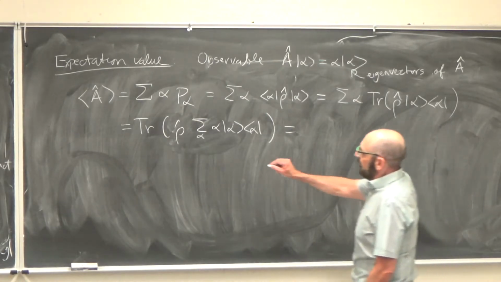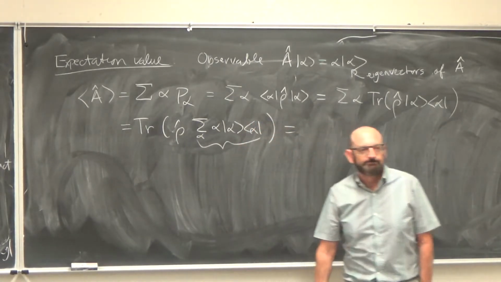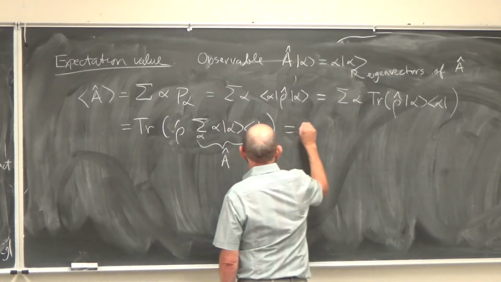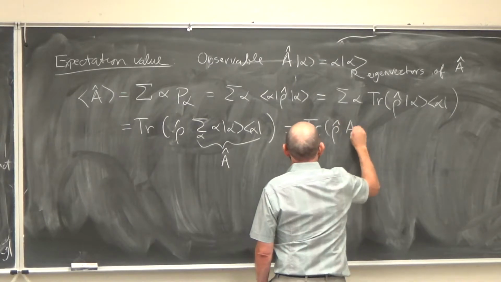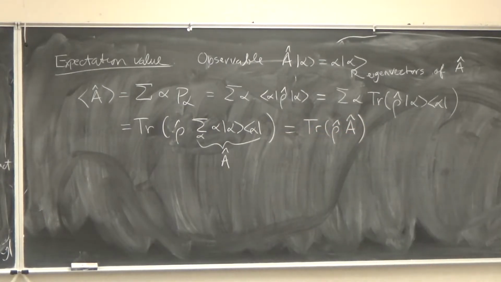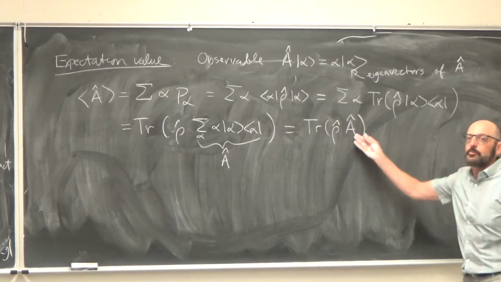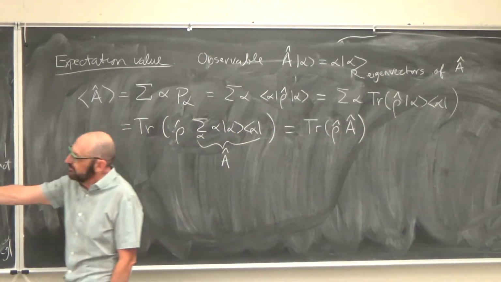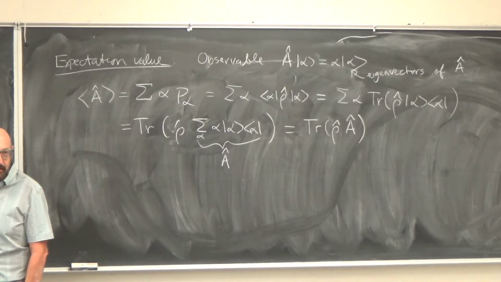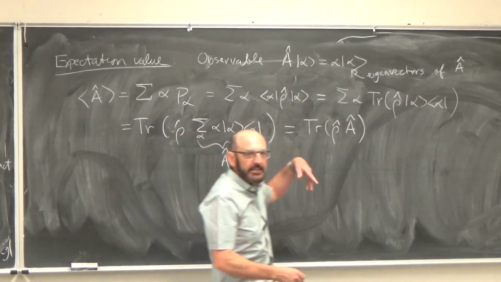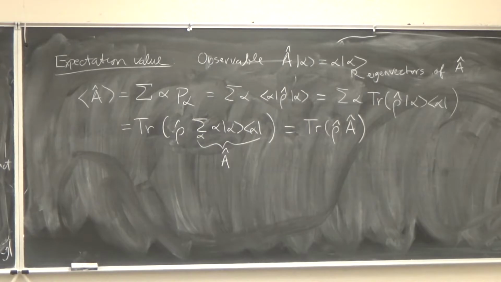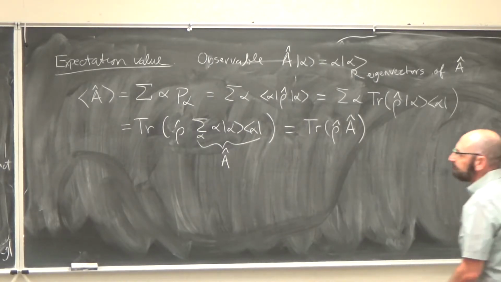And what is this guy? That's the operator A. So to find the expectation value of an observable, I take the trace of rho with the observable. Okay. That's not the same thing as this. This is about the probability of finding a particular outcome, but they're closely related, right? Because for the expectation value, I weight those by the eigenvalues, and that's how this all came together. All right.